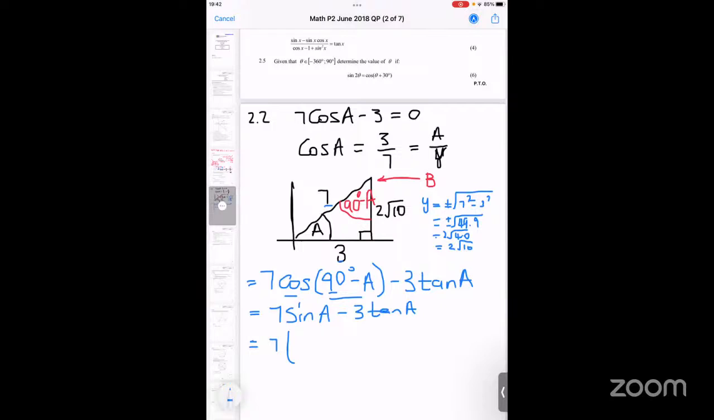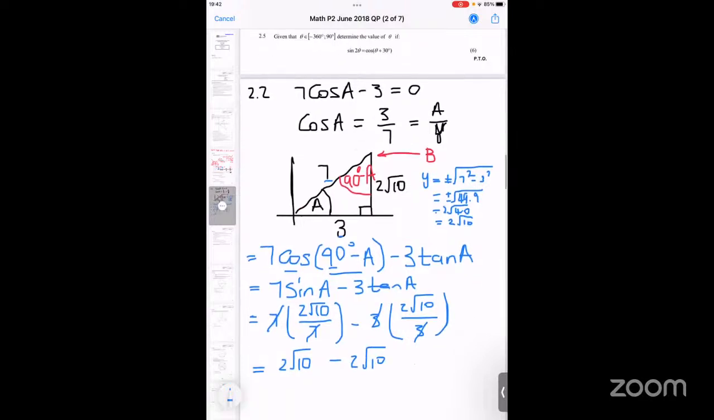Then you can easily work it out. You have 7 times sine of angle A, and sine is opposite over r, minus 3 times tan, and tan is opposite over adjacent. You end up having the 7 cancelling with that, and you remain with 2 square root of 10, minus, this 3 cancels with that, you end up having 2 square root of 10 minus 2 square root of 10. This minus that ends up being 0.